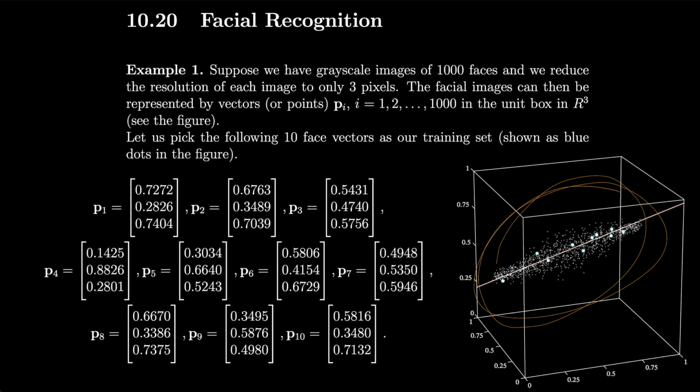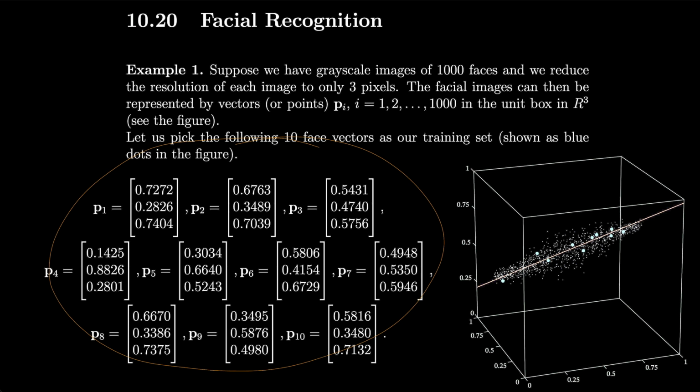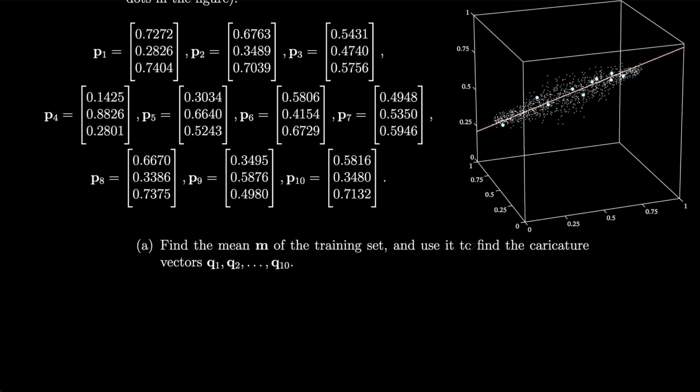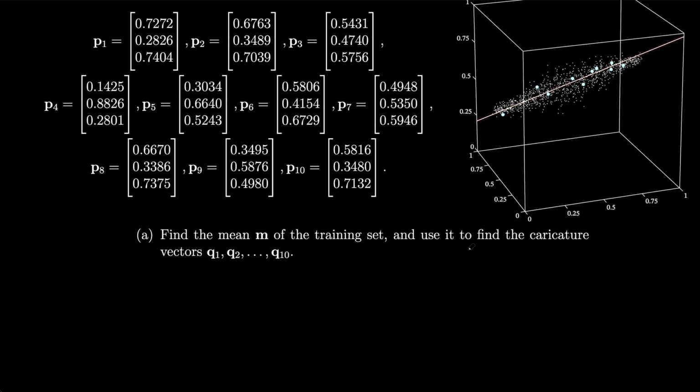So let's pick 10 face vectors as our training set, and these are the blue dots in the figure. So we're just going to take 10 out of the 1,000 to use as a training set for facial recognition. In order to start, we'll have to find the mean of this training set, and we'll use that mean to find caricature vectors, which are vectors that represent the distance from the mean for each of these vectors.